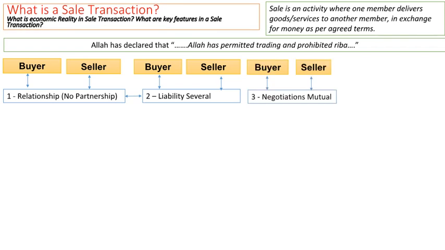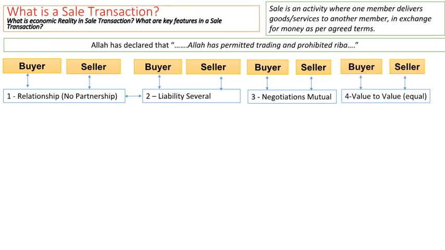The third economic reality. The parties are open for negotiations on terms of sale without any compulsion in a competitive market. Negotiations are mutual. The buyer cannot be forced to buy at the terms of the seller in the open market. The buyer has a choice not to buy if the price or terms are not acceptable to him.